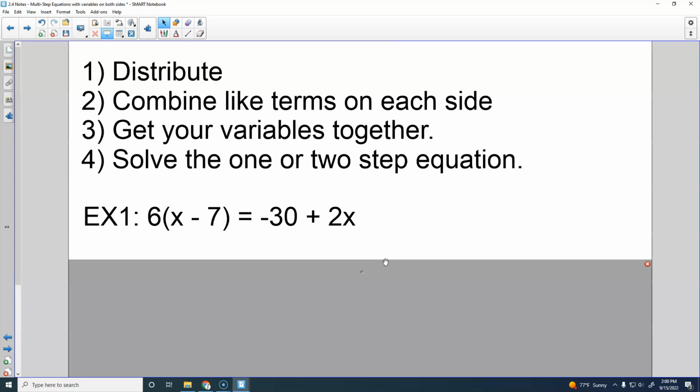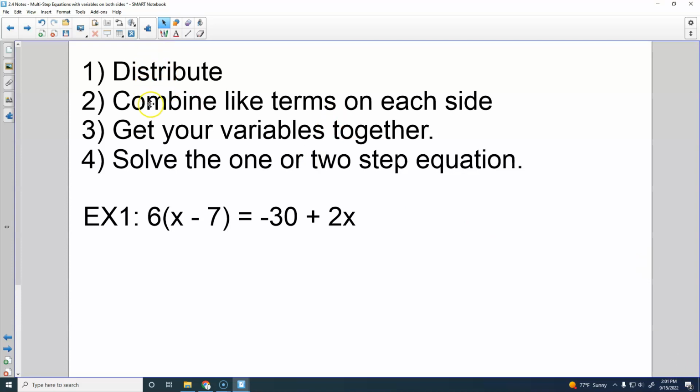You pretty much always have to distribute first. You're not going to be able to get around that. You're going to have to do that. The step that a lot of students skip is the combining like terms. You really want to do that. Then a lot of students don't move their variables first. They move their numbers first, and it causes them trouble on a lot of questions. So we want to try to stick to this order each time. From my experience as an equation solver and teacher of equation solving, I'll tell you that it will help you if you go by these steps.